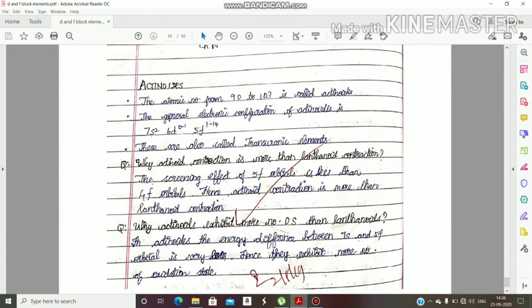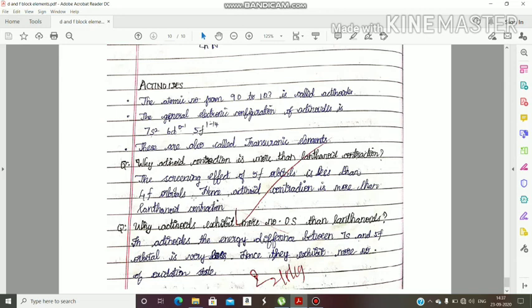Next, these two questions are also very important. What is the question? Why is actinide contraction more than lanthanide contraction? That means compared to lanthanide contraction, actinide contraction is more. Why? That is the meaning of the question. Here the point is lanthanide contraction is caused due to less screening effect of 4f orbitals. That means those 4f orbitals are present in the fourth shell. Actinide contraction is caused due to less screening effect of 5f orbitals.